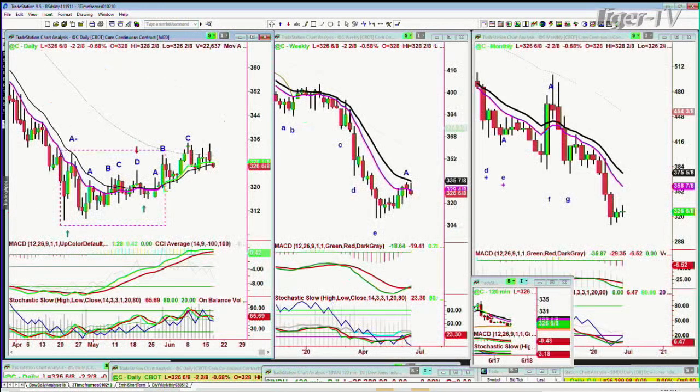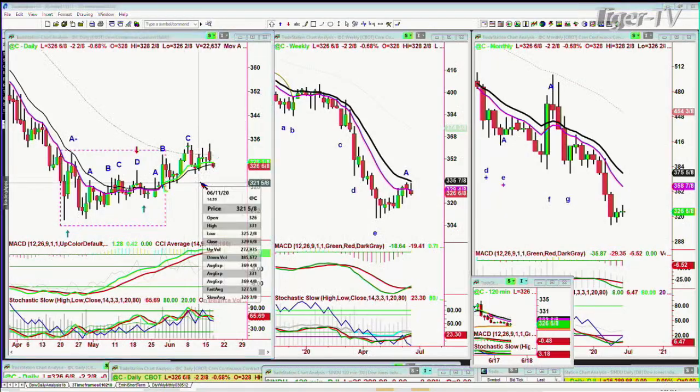Corn, as we say here in the Boston area, corn made a peak C1, C2. MACD is flat. Stochastics weakening, very weak at 65%. On balance volume weak. This is a little different. This at 326 and 3/4. Corn could go a little lower. If it takes out the low of 3 days ago, 325.5, there's a good chance it's going to test 324.25, the low of the 10th of June.